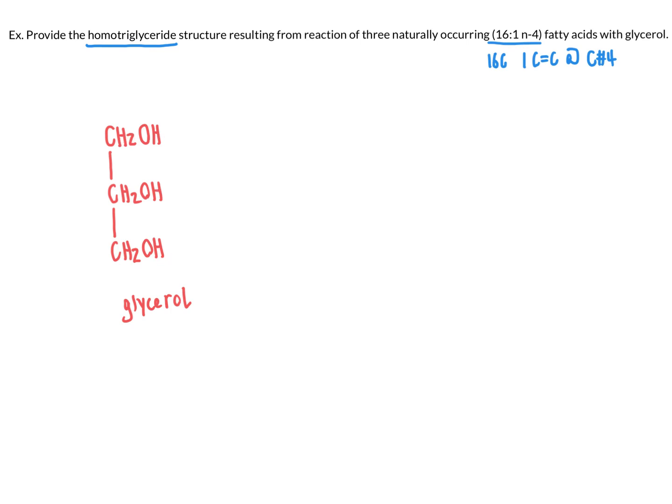Then I'm going to bring in my 3 16:1N4 fatty acids. Those would be required to have a carboxylic acid group since they are fatty acids. And then in the structure, 16 carbon atoms in total. That includes the carbonyl carbon. And we need to have a carbon-carbon double bond at position number 4 of the chain.